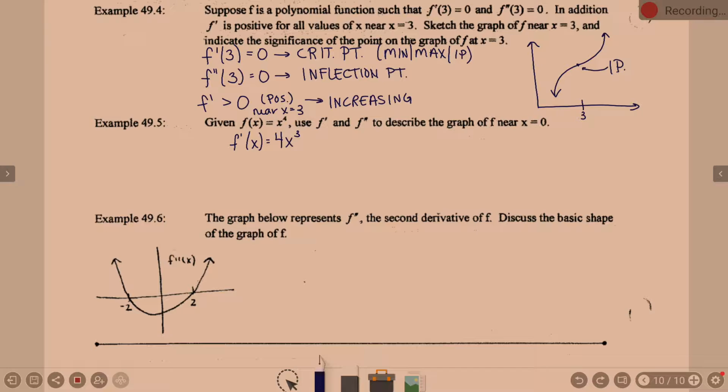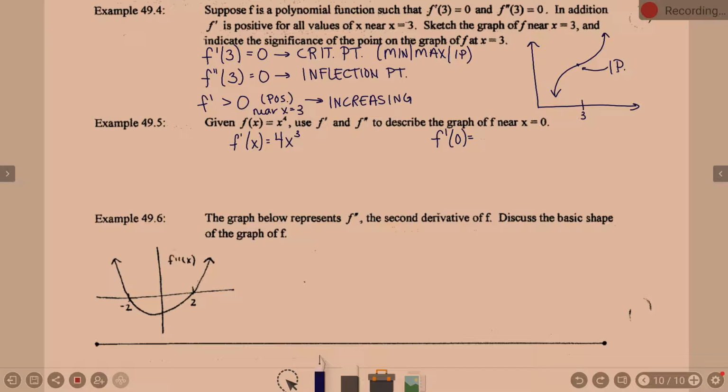Do you guys realize what's happening at x equals 0? Well, for an x to the 4th graph, since we're going near x equals 0, wouldn't it have to be an inflection because the first derivative and second derivative would both equal 0? Or would it be the minimum of the whole thing? Hold that thought. I'm trying to think about this a different way. It tells us near x equals 0, right?